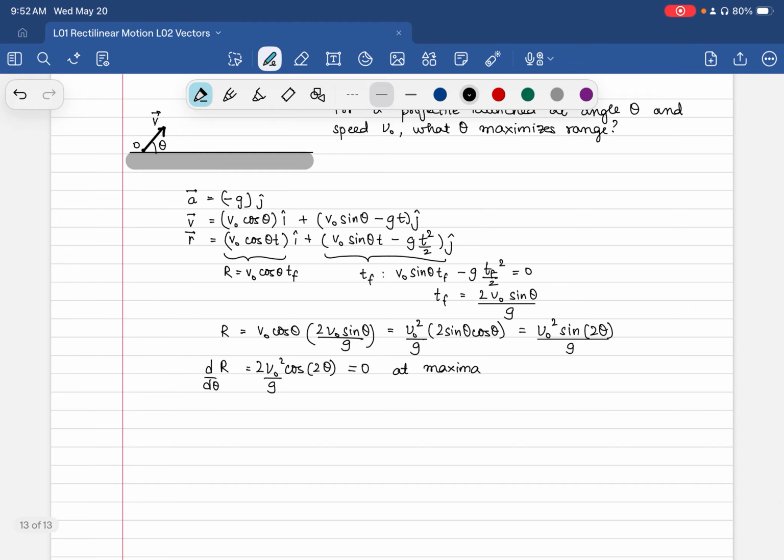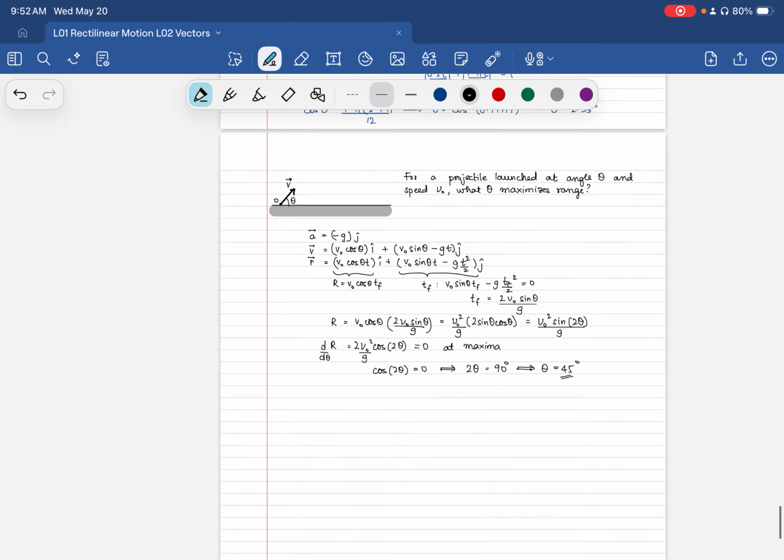So in this case, we can say then that cos 2 theta has to be equal to 0 for this to happen, which means 2 theta is equal to 90 degrees, which means theta is equal to 45 degrees is what maximizes your range. Okay, I hope this made sense.